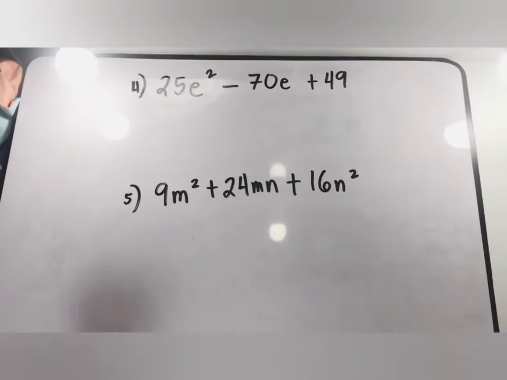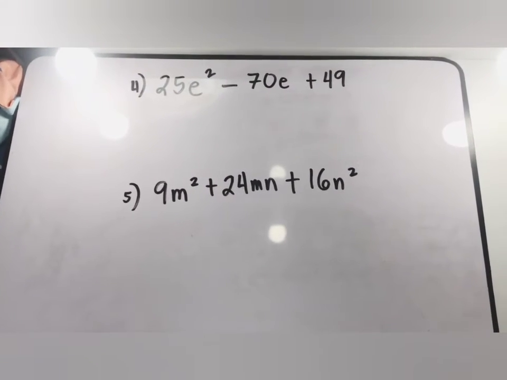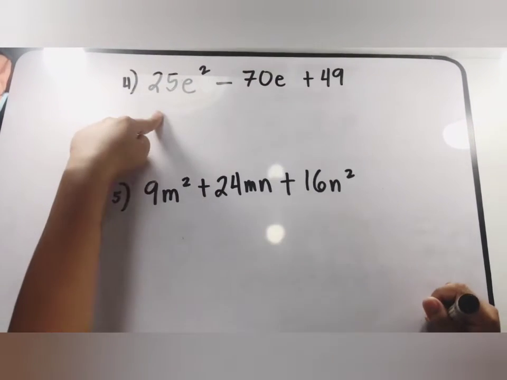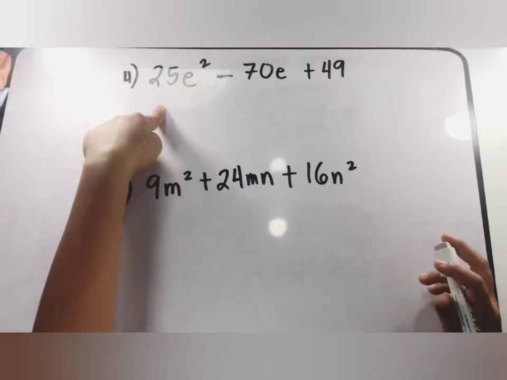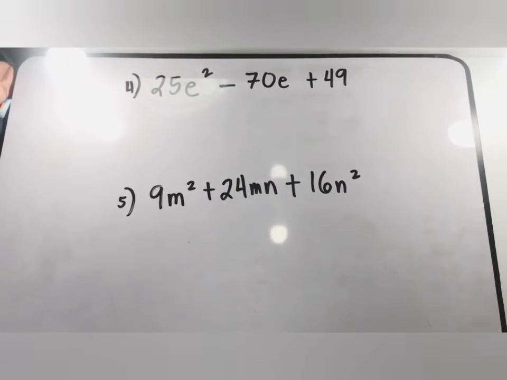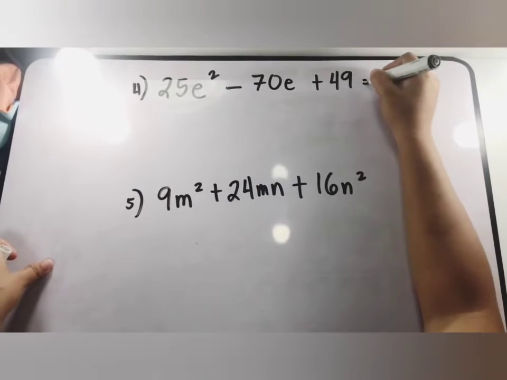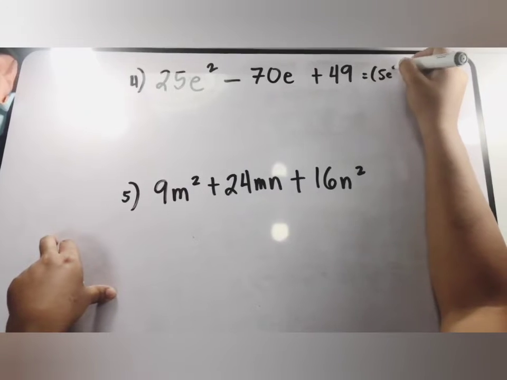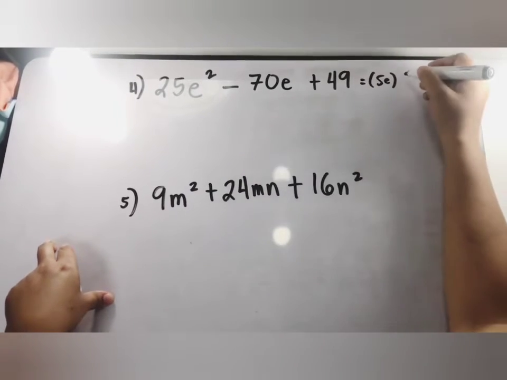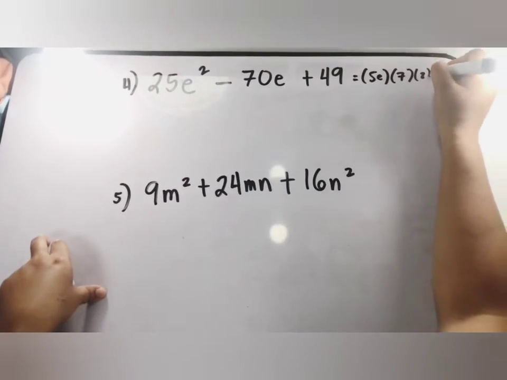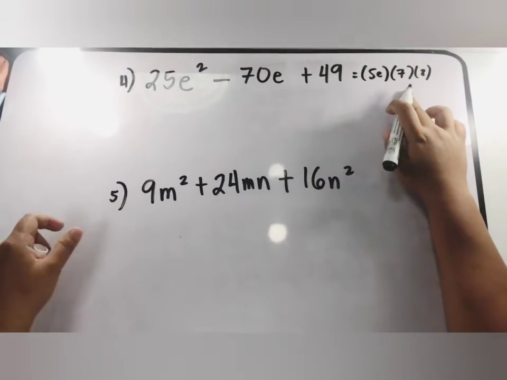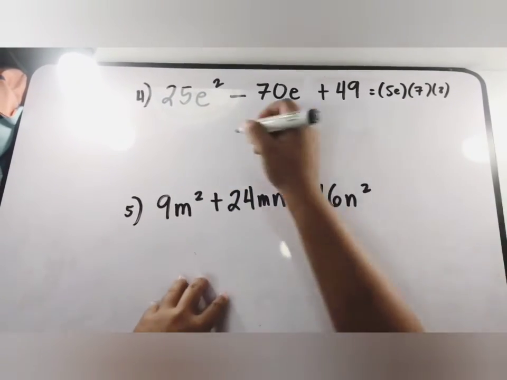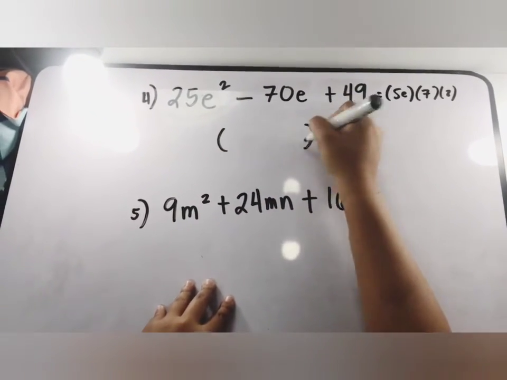Next example, 25e squared minus 70e plus 49. Again, check muna natin kung perfect square trinomial. 25e squared, perfect square. 49, perfect square. Now, let us check the middle term. Square root of 25e squared is 5e. Square root of 49 is 7. Multiply them by 2. So, 5e times 7 is 35e. Times 2 is 70e. So, let us factor now.